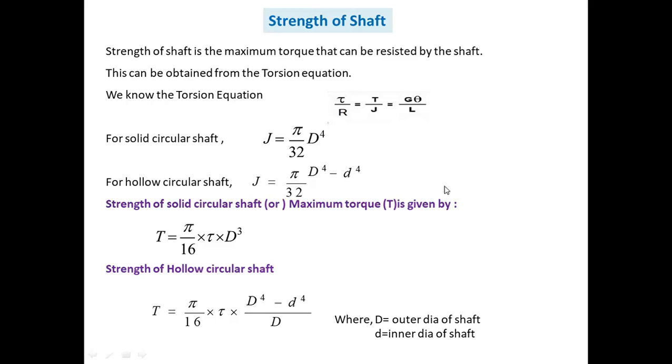Using this torsion equation, we can determine the strength of shaft. As I already told, there are two types of shaft: one is solid shaft, the other is hollow shaft. Generally, the shaft will be in circular shape, so here we discuss the circular shaft. Tau is the shear stress, R is the radius, T is the maximum torque, J is the polar moment of inertia, G is the modulus of rigidity, theta is the angle of twist, and L is the length of the member.